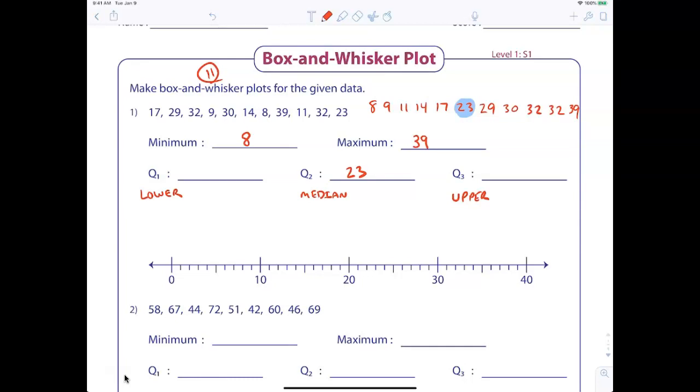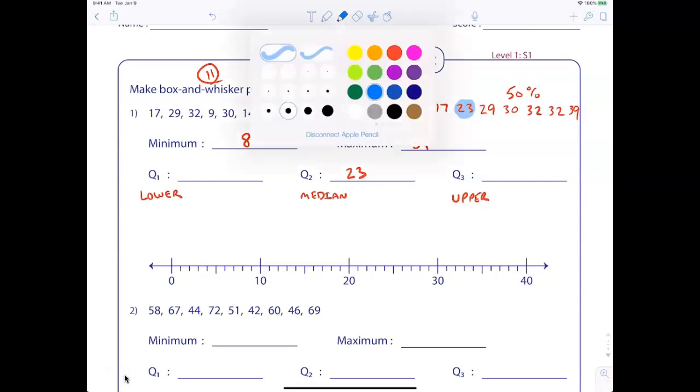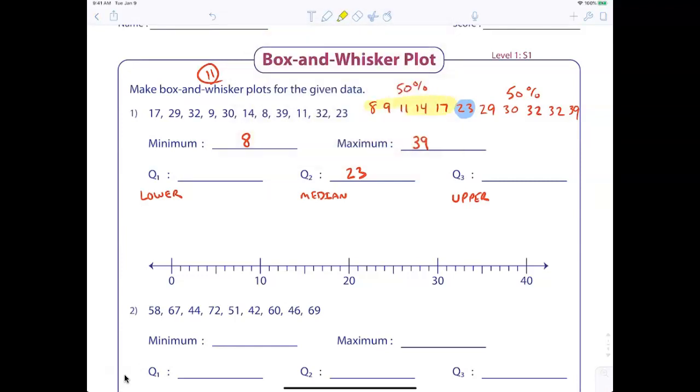So now, the data points now are divided. Does everybody agree with me? All right. This represents right now 50% of the data, and this represents what? 50%. Right? So now what I have to do is I have to take these numbers here, and I want to find the median of just those numbers. And you could probably just look at that and tell me the median is what? 11. That's quartile 1, or that's the lower quartile. So under Q1, we're going to go ahead and write 11.